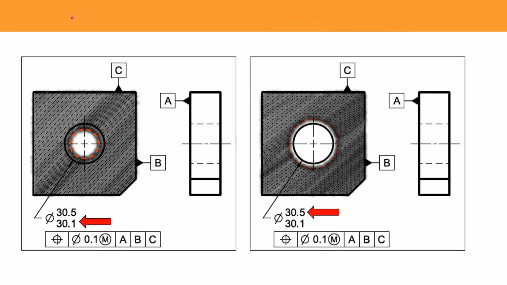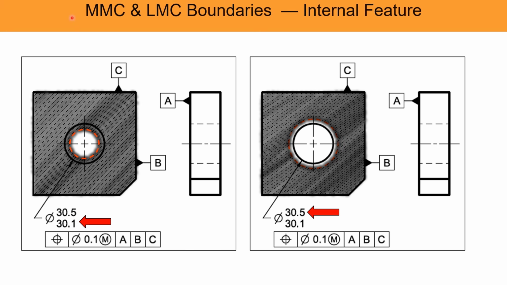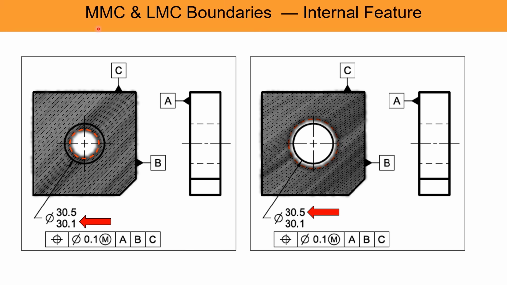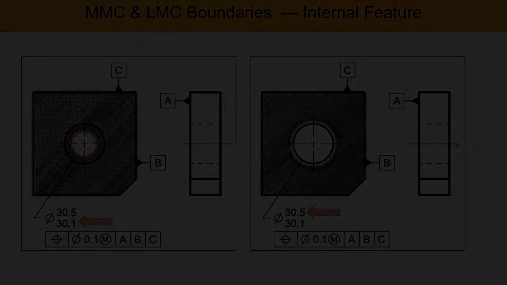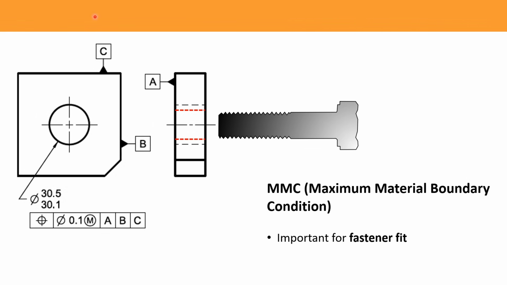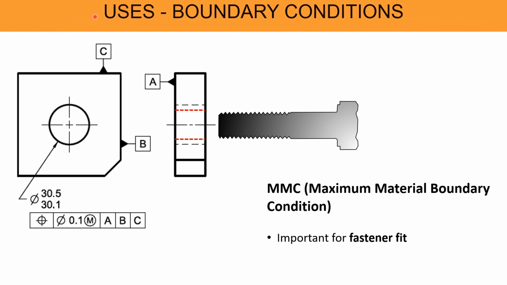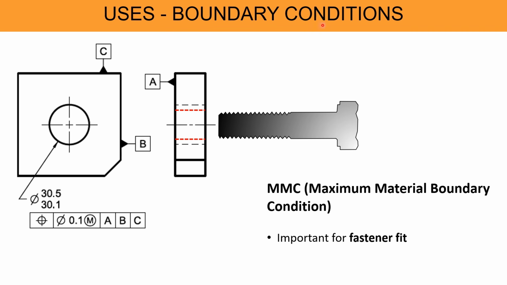Here we can clearly see the MMC boundary and the LMC boundary of a hole. In simple terms, these boundaries define the extreme limits of the hole size. This helps us understand how much clearance is available for assembly and functional performance. Now, let us discuss some applications of boundary conditions for inner size features.